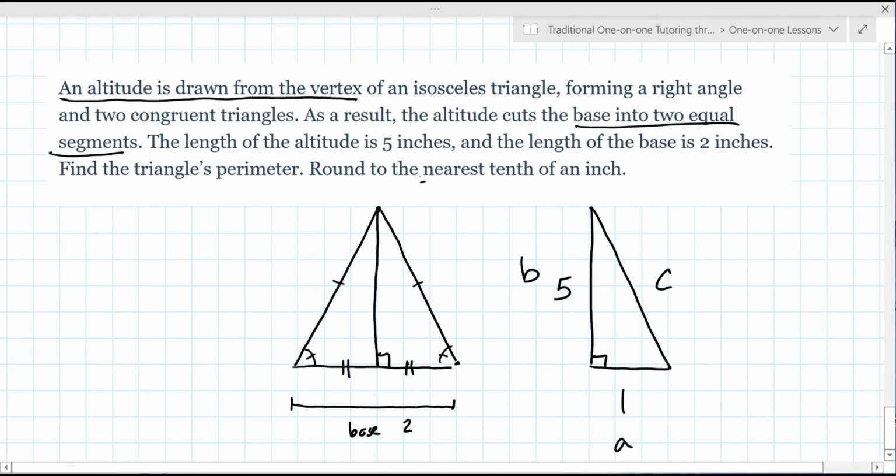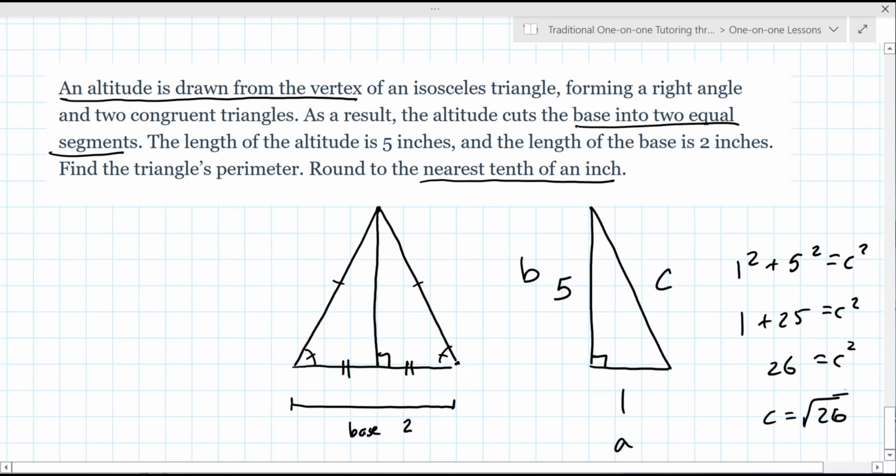Now, do you see where it says round to the nearest 1/10 of an inch? So we're going to do 1 squared plus 5 squared equals C squared, and 1 plus 25 equals C squared. But you can go right to your calculator and just type in the square root of 26.